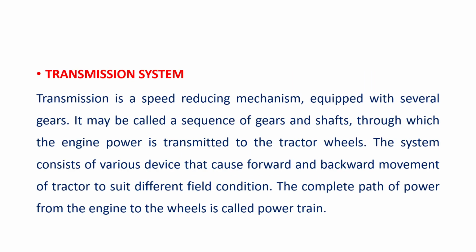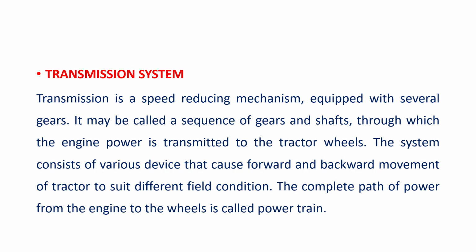So we are going to see the transmission systems of a tractor and also the various parts. What is it actually? It's a speed reducing mechanism. Actually, we can also call it a speed or power transmission mechanism. It has a sequence of gears and shafts. So what will happen? The power will be transmitted to the tractor wheels from the IC engines.